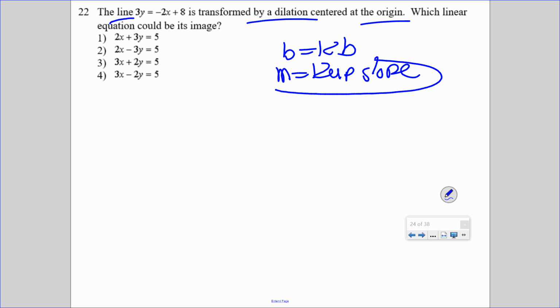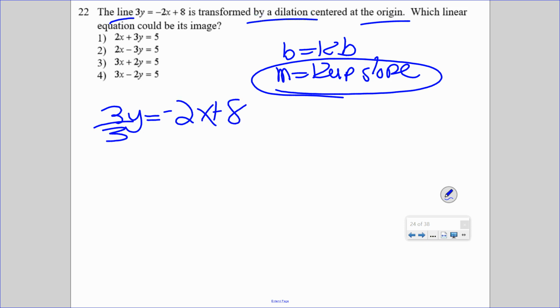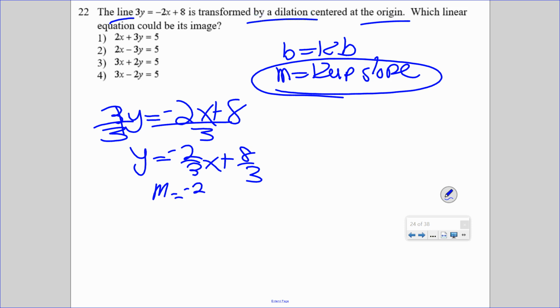Well, the slope has to be the same. Okay, it's not asking you to find the equation after it's dilated, which it often does. It just basically wants to know which one has the same slope. A couple different ways to do this. I'm going to do it the most procedural way. I'm going to solve the original one for y, and I get y equals negative 2/3 x plus 8/3. So the slope is negative 2/3.